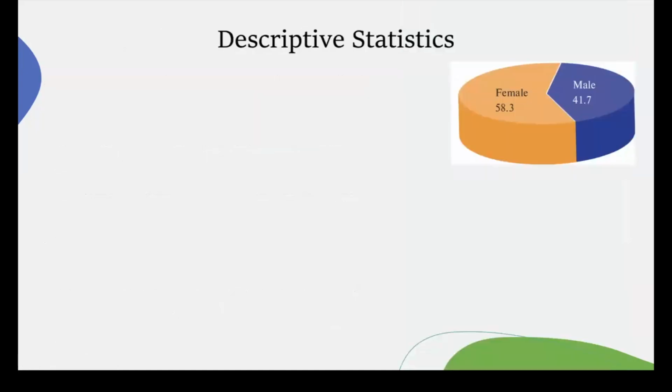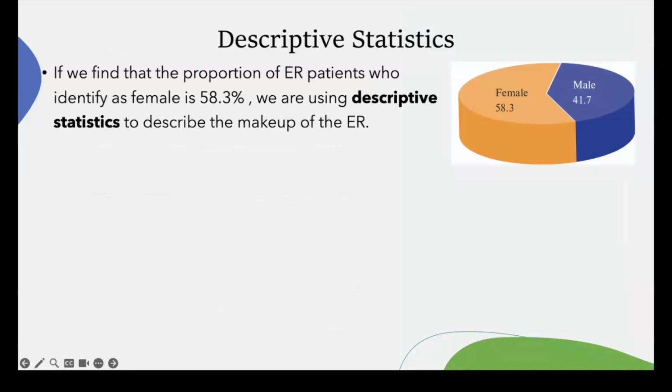Okay, most of the statistics you are probably aware of already in your life is descriptive statistics. This pie chart, for example, shows a split, a little bit more female than male in whatever this represents. This represents the proportion of ER patients who identify as female, 58.3, and this is a percentage. And males, 41.7. This is also a percentage. This is descriptive statistics to describe the makeup of the ER.